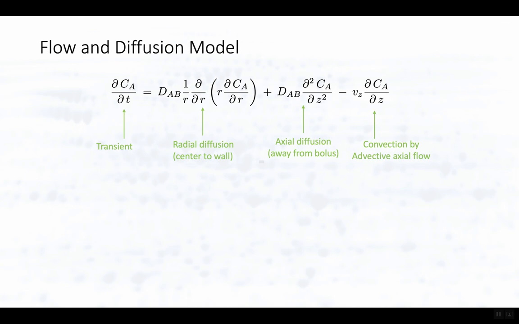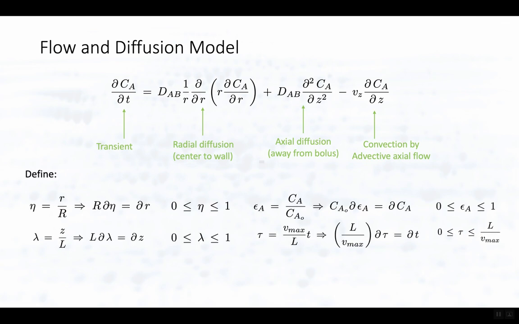But it's maximum at the center of the pipe. So we have a situation where diffusion dominates near the wall, or will probably dominate near the wall, and advective flow dominates in the center of the flow channel. Okay, let's make this dimensionless.